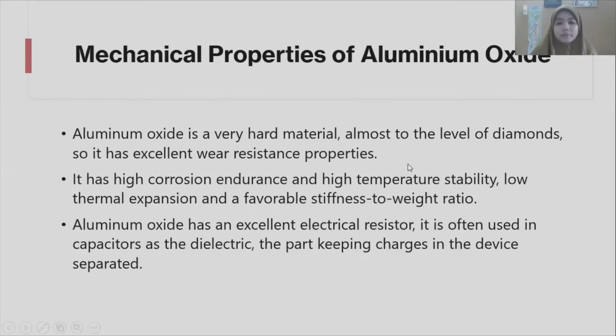So for the mechanical properties of aluminum oxide, we can see that aluminum oxide is a very hard material, almost to the level of diamonds. So it has excellent wear-resistant properties. It has high corrosion endurance and high temperature stability, low thermal expansion and favorable stiffness to weight ratio. Aluminum oxide has an excellent electrical resistor, so it is often used in capacitors as the dielectric, which is the part that keeps the charges in the device separated.